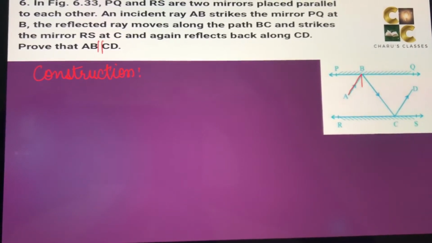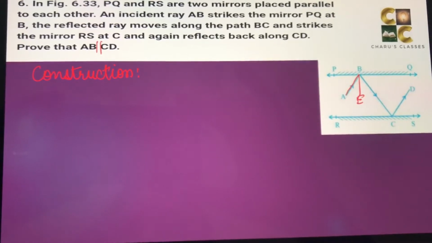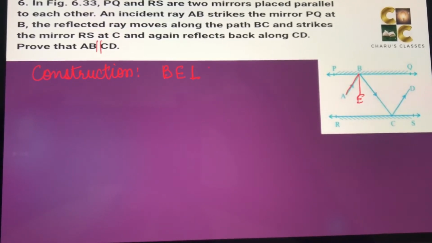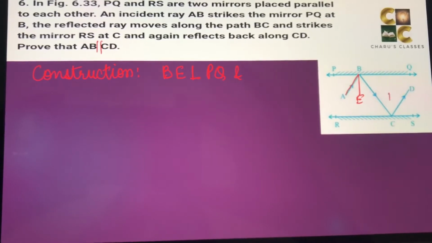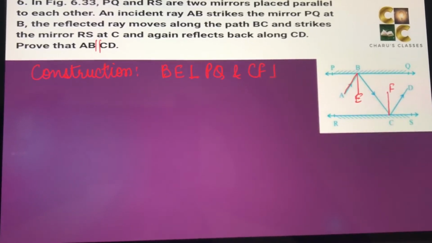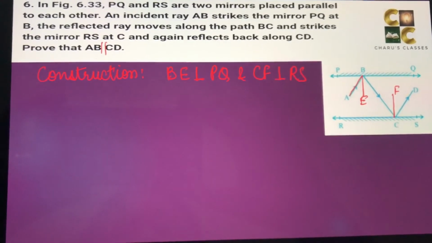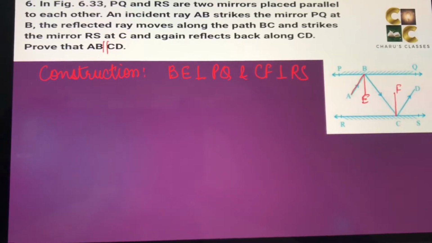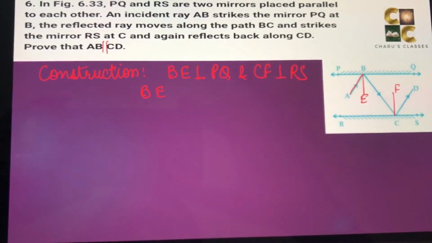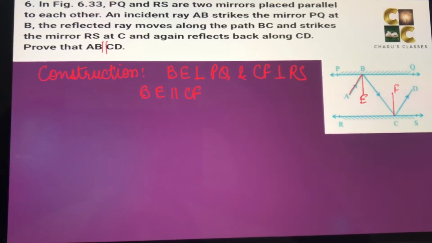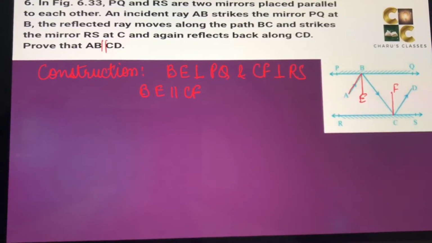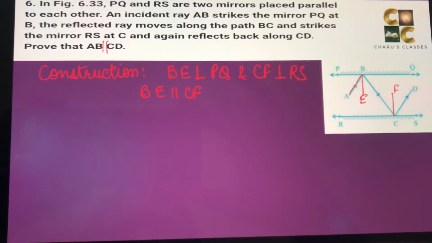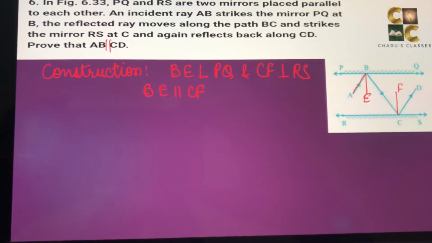So I can write, construct BE perpendicular to PQ and CF perpendicular to RS. If I construct BE perpendicular to PQ and CF perpendicular to RS, since PQ and RS are parallel to each other, it will also mean that BE will be parallel to CF. Right? Two lines which are perpendicular to parallel lines will be parallel to each other.